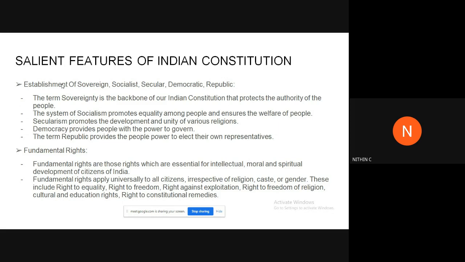So these are the different terms. These can also be considered as the salient features of the Constitution: sovereign, socialist, secular, democratic, and republic.